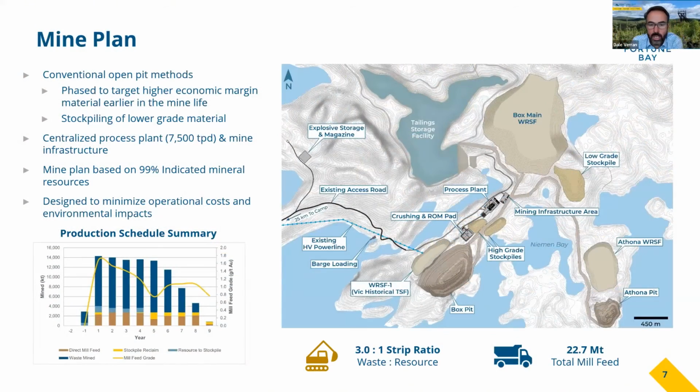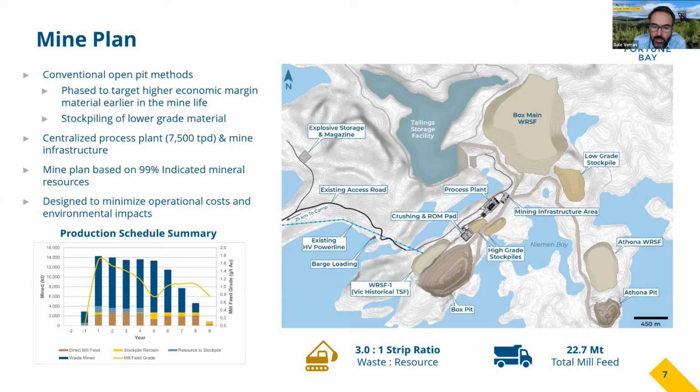So I'm going to talk you through the mine plan as laid out by the PEA. And on the right, we just see a map showing the design of the site layout. The first thing to note there are the two pits, the Box pit and the Thona pit. Those are really improved from the previous studies done by introducing a better cutoff grade optimization.